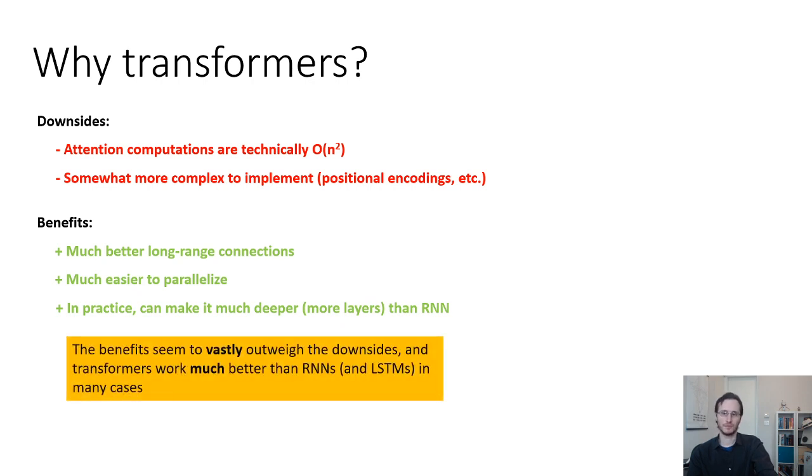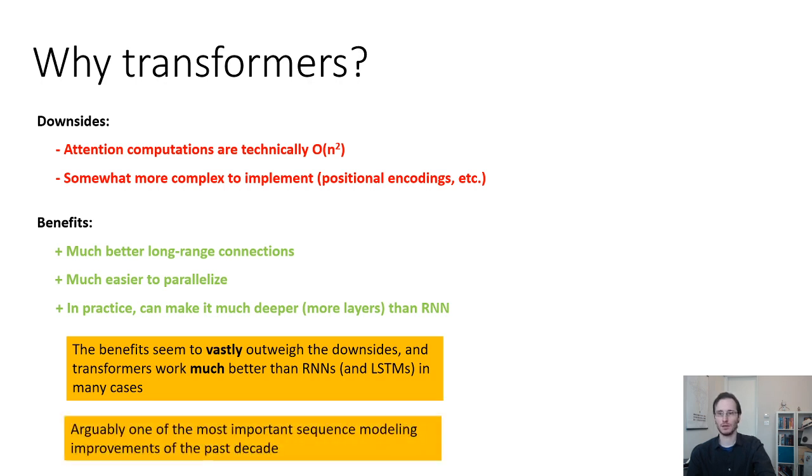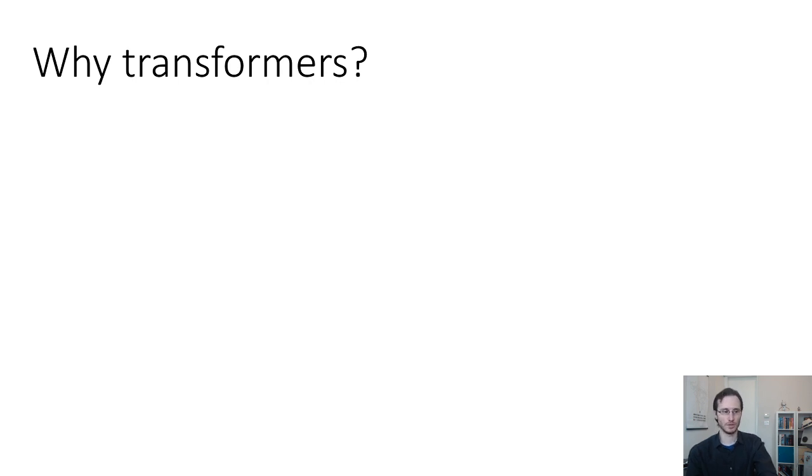In practice, the benefits of transformers seem to vastly outweigh the downsides, and transformers work much better than RNNs and LSTMs in many actual practical sequence-to-sequence processing cases. And arguably, the transformer architecture is one of the most important sequence modeling improvements of the past decade, so it led to a huge gain in the performance of neural network models in NLP. Okay, so what are some of the results for transformers?